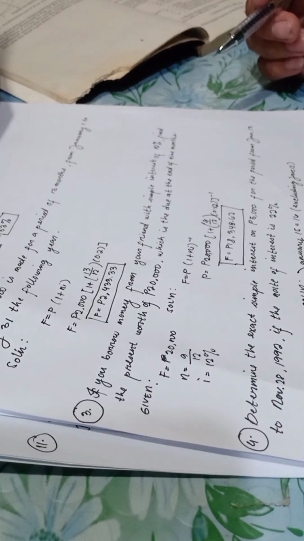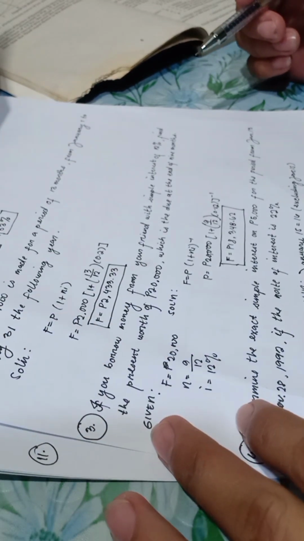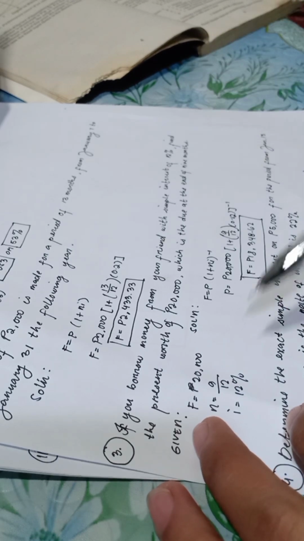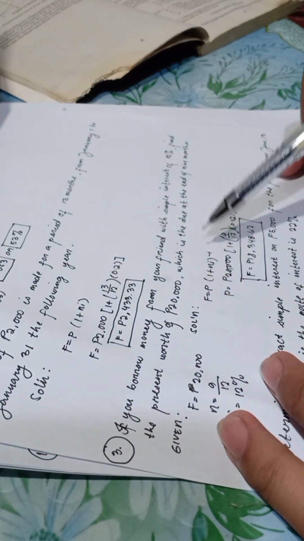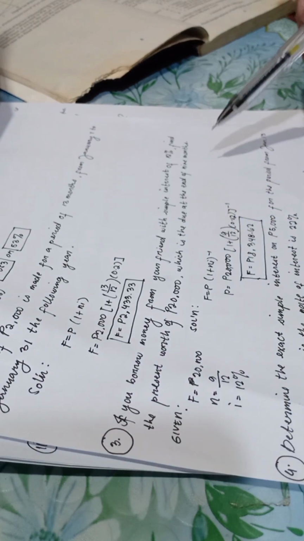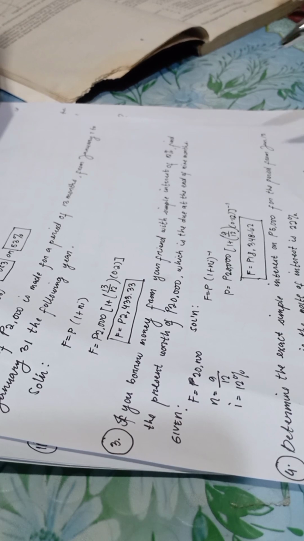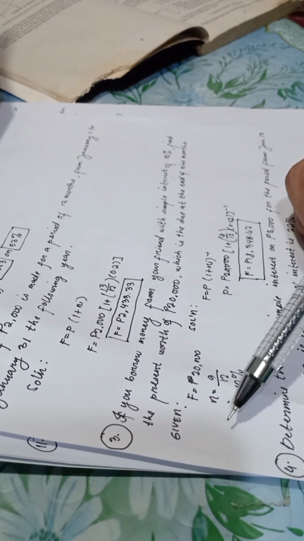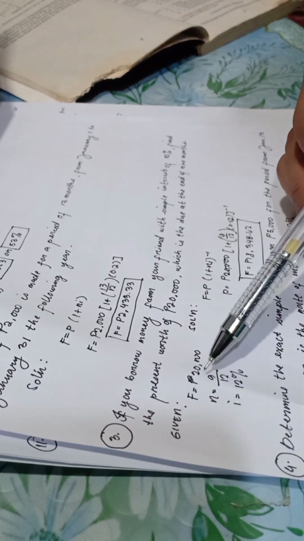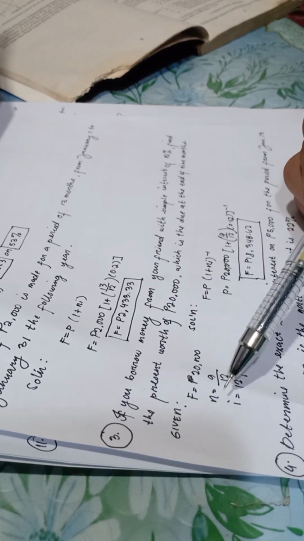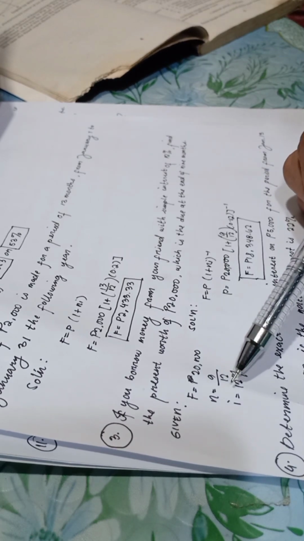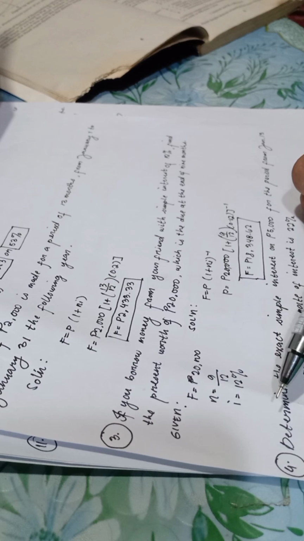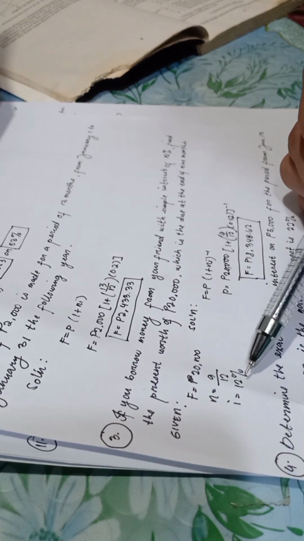So let's proceed to problem number 3. If you borrow money from your friend with simple interest of 12%, find the present worth of 20,000 pesos, which is due at the end of 9 months. Let's state our given. Our future worth is equal to 20,000 pesos, our number of interest periods is equal to 9 over 12, and our rate of interest is equal to 12%.